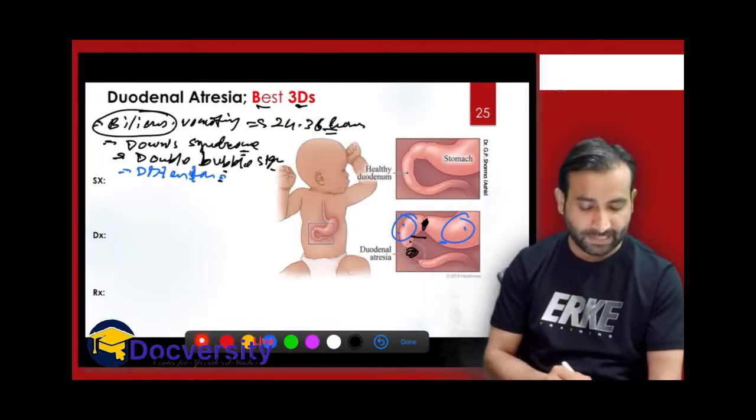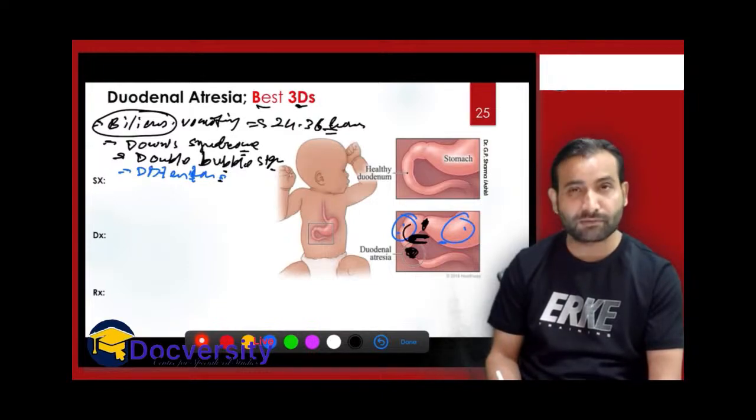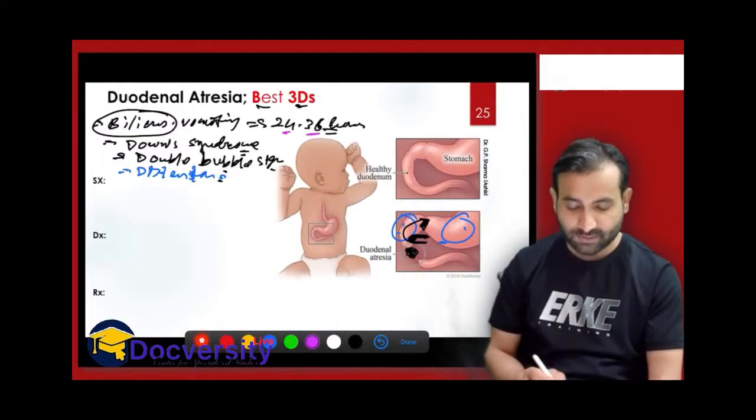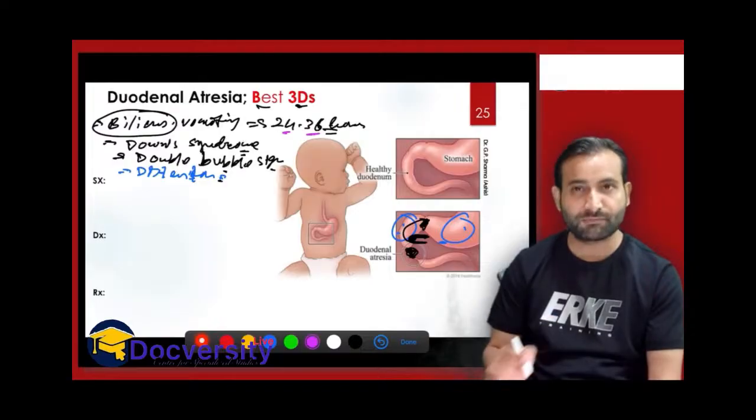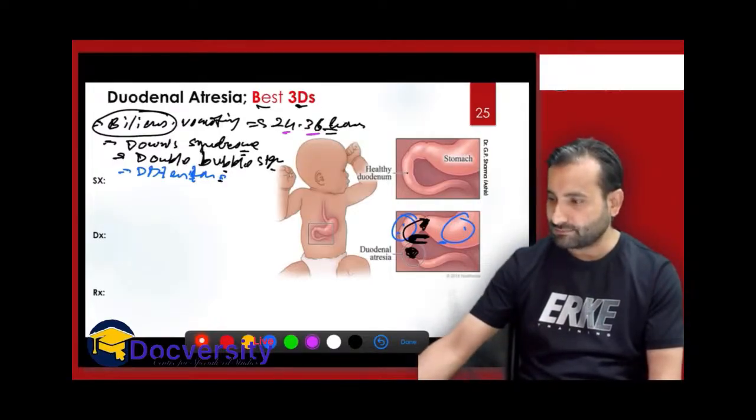So look at here, bilious vomiting, because the obstruction is below the major duodenal papilla. This is our hepatopancreatic duct opening. So the obstruction is below this one, below the major duodenal papilla of the second part of the duodenum, so that the bilious vomiting occurs in this case, right? And usually this baby presents within 24 to 36 hours of the birth, right? So hope you understand.